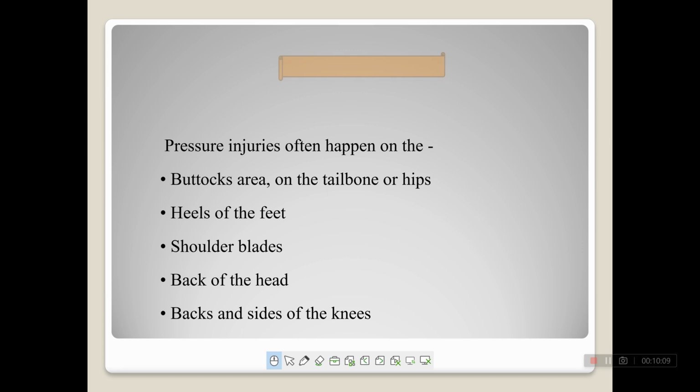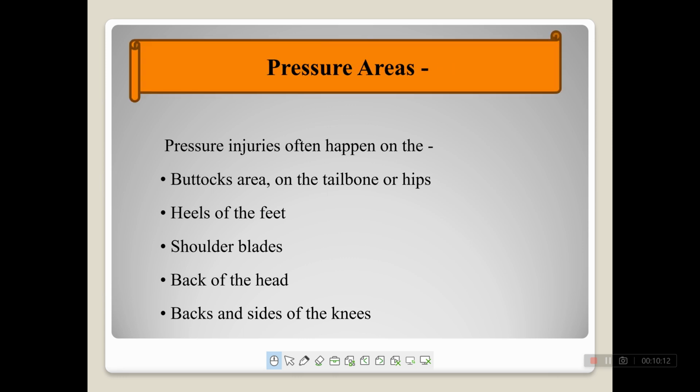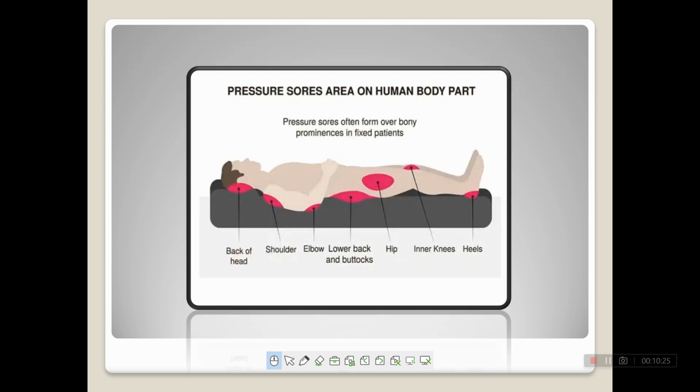Then we have some pressure areas, which include the buttock area, heels, shoulder blades, back of head, and back and side of the knees. If the patient is in the lying position, these areas touch the surface, so they are more prone to get bed sores, like the back of head, shoulders, elbows, hips, inner knees and the heels. These are the areas more prone to get bed sores.